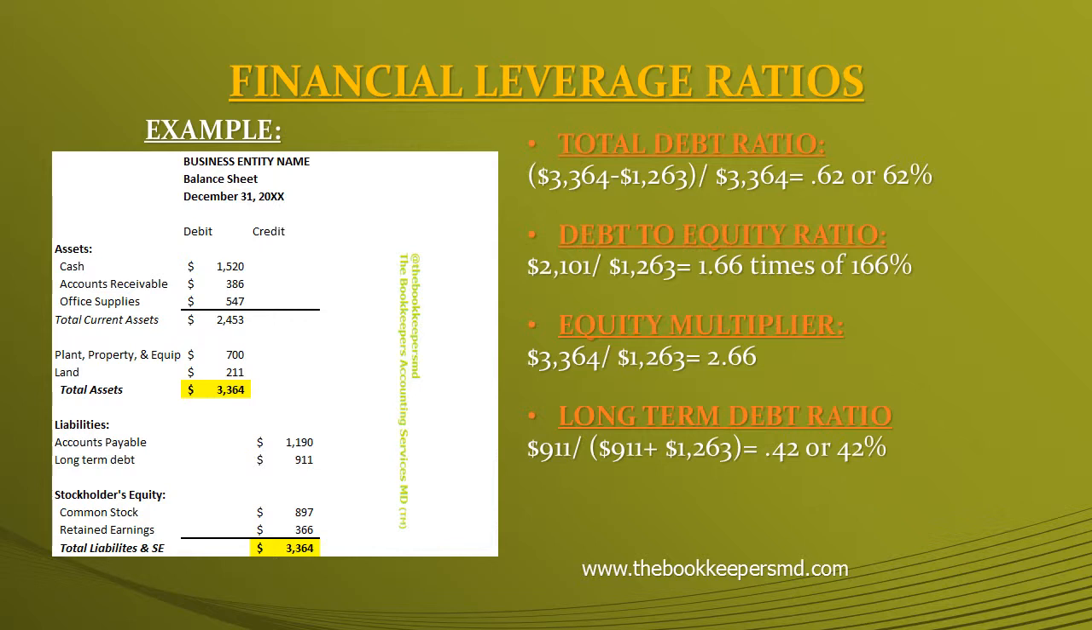And when it's being evaluated by outside third parties, the higher the risk, the third party may want to back up. For example, the total debt ratio is 62%, whereas the long-term debt ratio is 42%. Depending on the type of information needed by the third party, that could be good or bad.